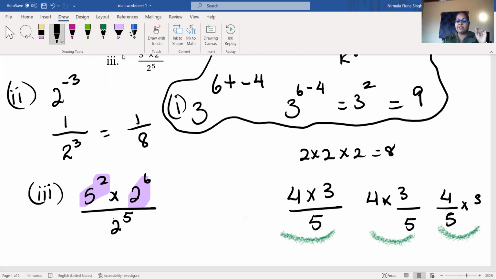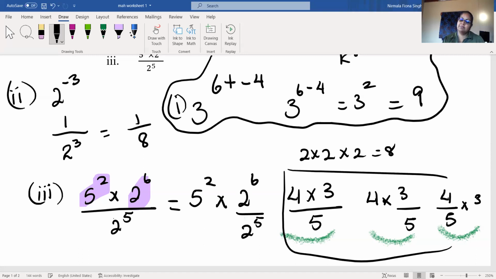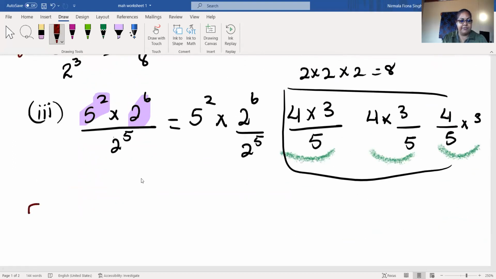All right, so what we can do here, using this little bit of logic, is break this up into 5 squared multiplied by 2 to the 6 over 2 to the 5. And I can do that. How are we going to work this out now? We can apply the rules of indices, because 5 squared can lie by itself for the meantime, multiplied by 2 to the power 6.